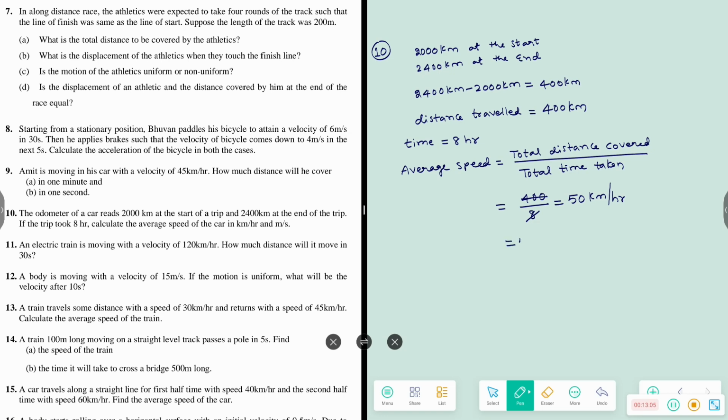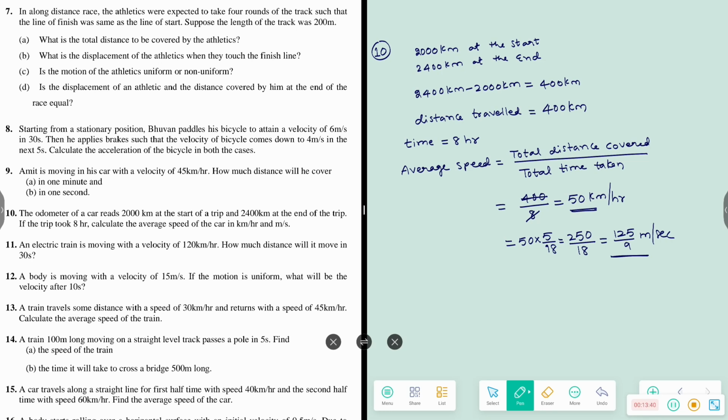They are asking in both kilometer per hour and meter per second. So 50 kilometer per hour can also be written as 50 into 5 by 18 meter per second. So it is 250 by 18, which can also be written as 125 by 9 meter per second. This is in meters per second, and this is in kilometers per hour. So whenever you want meter per second, the speed should be multiplied by 5 by 18.